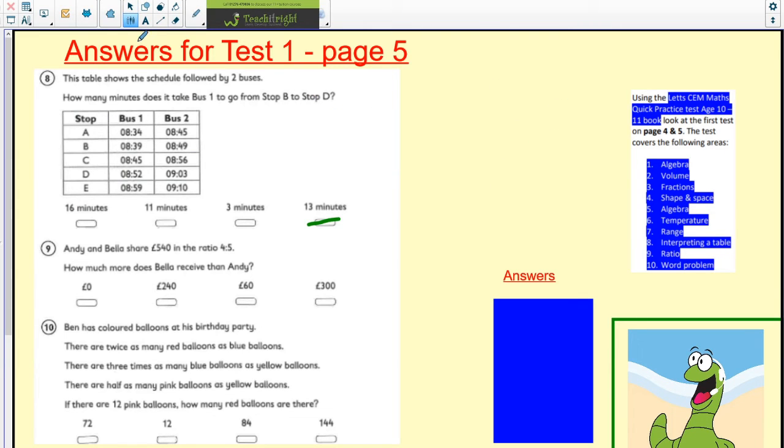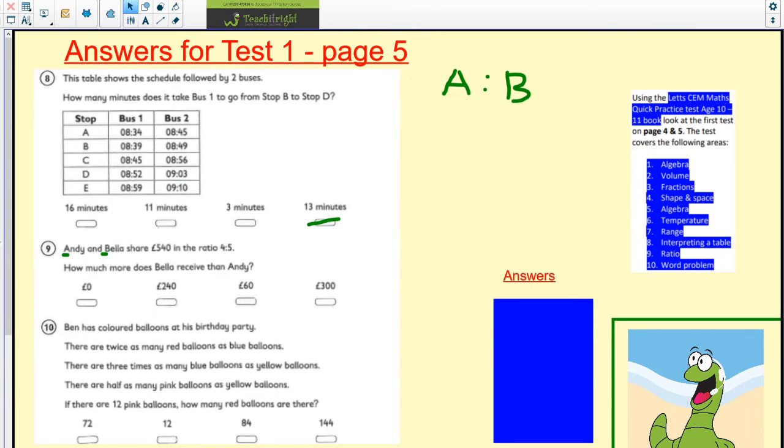Number 9. Andy and Bella share £540 in the ratio 4 to 5. So first off, what I'm always going to do with ratio is write out A and B. Why have I picked A and B? Because those are their names. Unless the question gives it to you, it's for me to decide. It could have been lowercase a and b, could have been x and y. But unless the names are the same, I would just go with the first letter of their name.